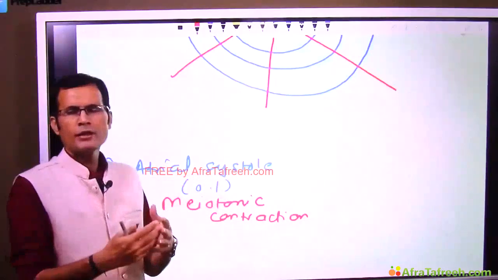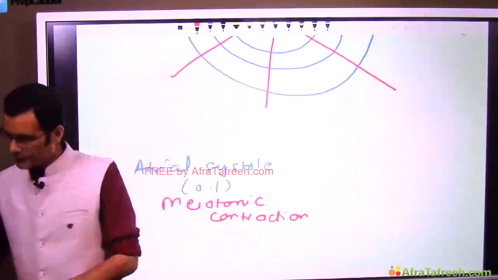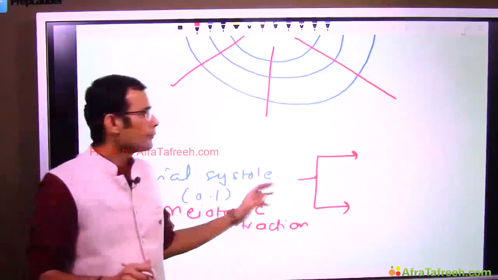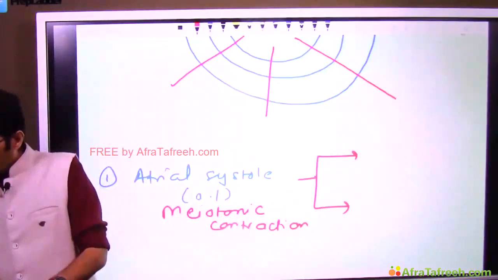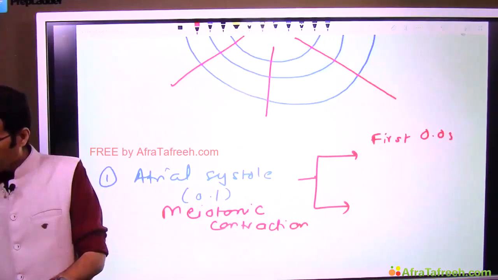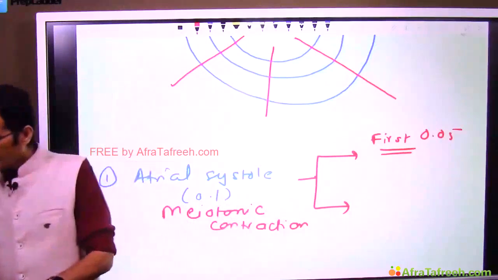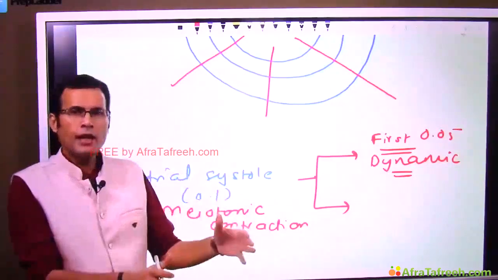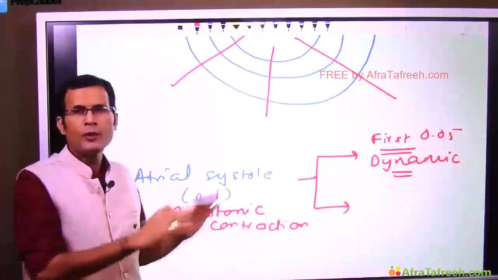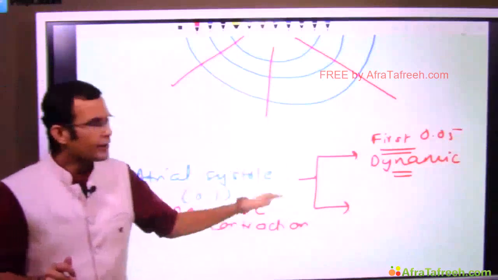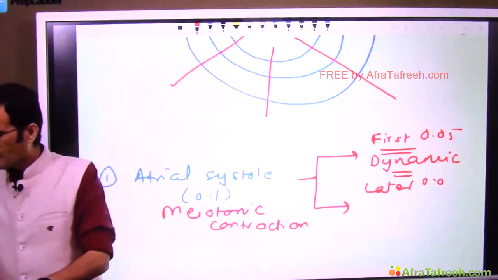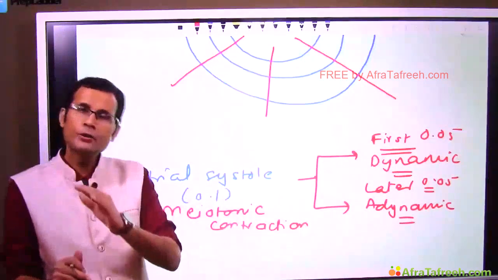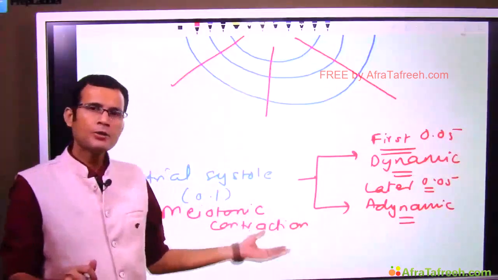So what has it got to do with the atrial systole? Yes, atrial systole is like that. The 0.1 second of atrial systole actually is of two parts. The first 0.05 seconds, the first half, is called dynamic atrial systole. Majority of the fibers are contracting in that first half, and most of the blood is sent from atria to ventricles in that first half. Then the later half, the later 0.05 seconds, is called adynamic atrial systole. It means the contraction strength reduced and not much blood is sent during that later half.